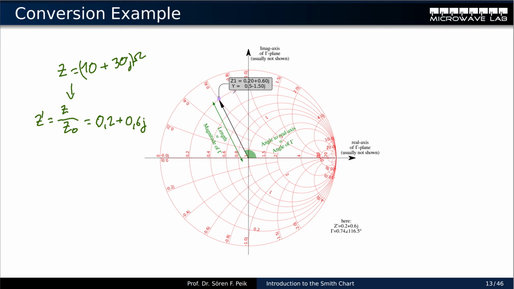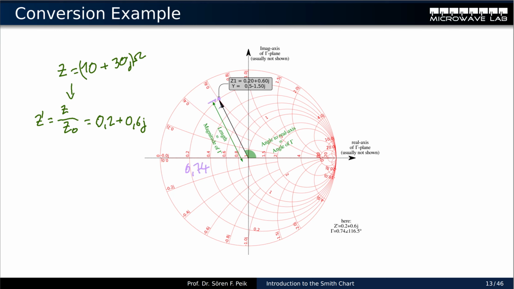It's also marked here. Now we can draw the gamma phasor, so the arrow, and the length of that arrow is my magnitude of gamma, and the angle towards the real axis, which is usually not shown in the Smith chart, is this green angle here, which is my angle of gamma. So we can measure here, the total length is 1 to the rim, so the fraction of it is actually 0.74 when you measure it.